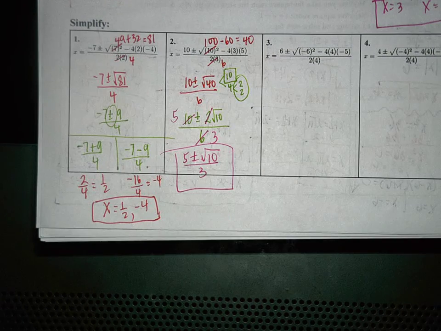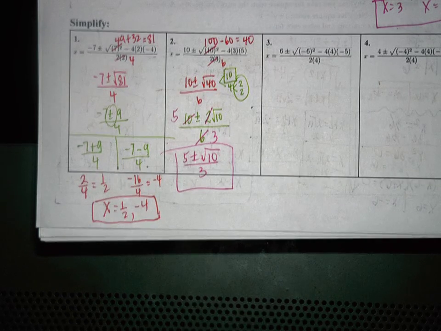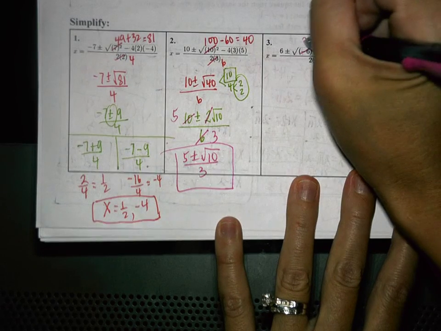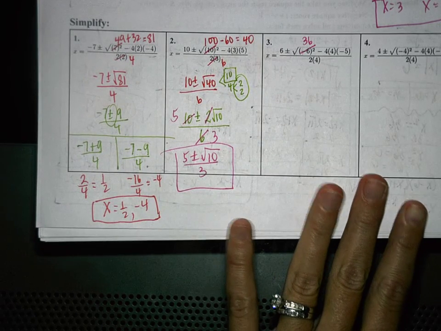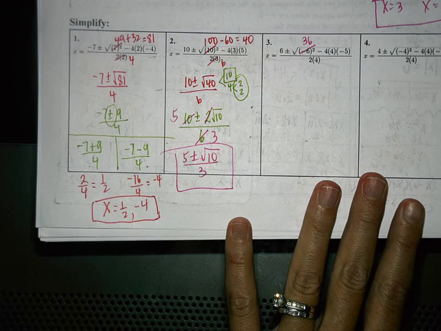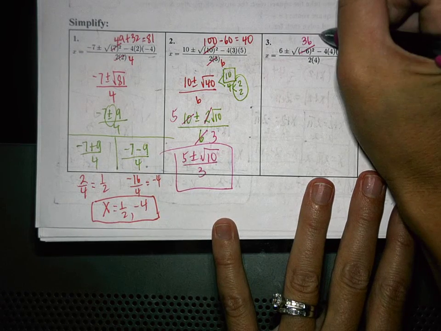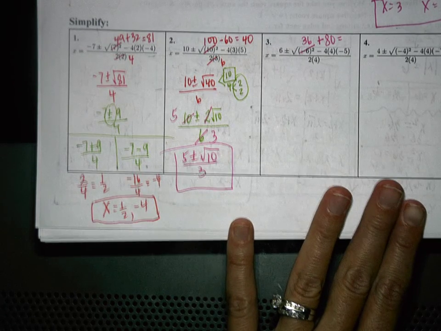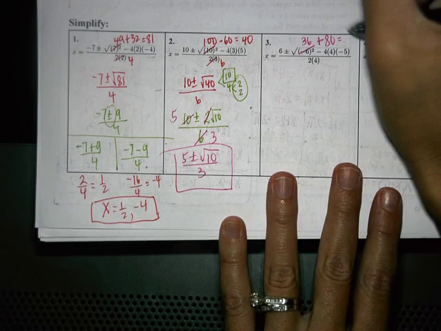Okay, so we're just going to do one more. Example 3, this is our last one. For time's sake, we're just going to do it together. What is negative 6 squared? Very good, positive 36. And when we multiply negative 4 times 4, that's negative 16. And negative 16 times 5 makes, very good, positive 80. And we add those together and it makes 116.